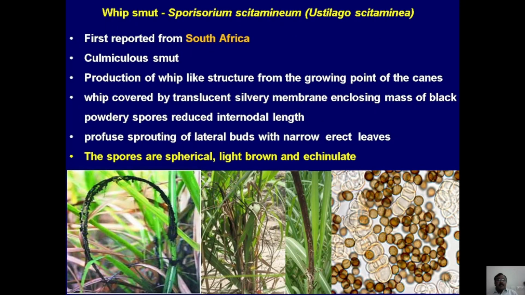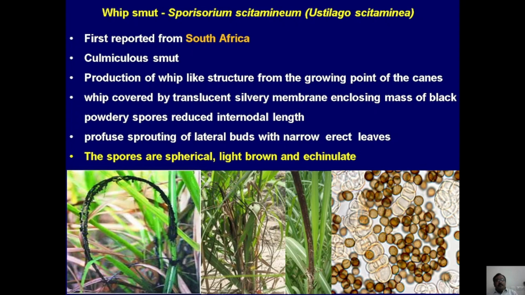And then the second important disease is whip smut caused by Sporisorium scitamineum. Earlier it was known as Ustilago scitaminea, and it has been renamed Sporisorium scitamineum. This disease was first reported from South Africa, and it is otherwise called whip smut as well as culmicolous smut, because the entire culm region is converted into a long smut sore, and hence it is mentioned as culmicolous smut.